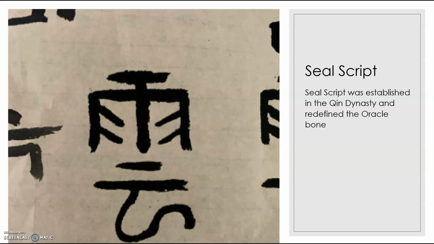Next, we have the seal script. The seal script was created in the Qin dynasty, and it is a more refined version of the oracle script. Also, during this time, the official script was developed at the same time as the seal script, which made the handwriting more rectangular or square shapes, as you can see in the example to the left.